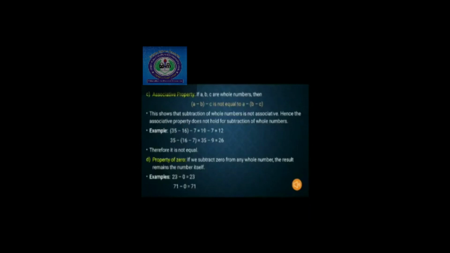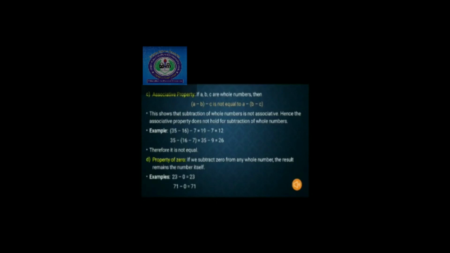For example, as you can see in the example here, 35 minus 16, you get 19, and then you subtract 7 from that, you get the answer 12. On the other hand, on the next side, first you solve 16 minus 7, that is 9, and then you subtract it from 35, you get the answer 26. On comparing, you will find that both the answers are not the same. It shows that associative property does not hold for subtraction of whole numbers.